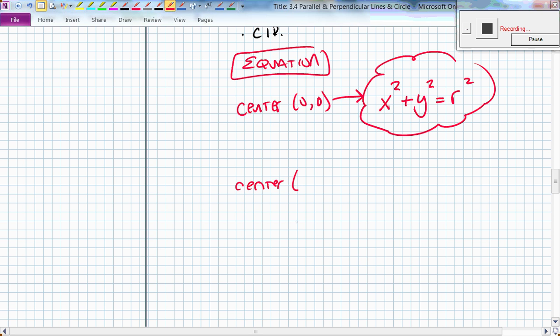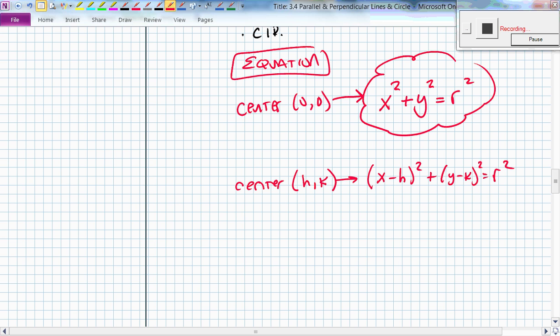Since the center doesn't change, we give it a certain location, and we call that location h comma k. The reason we don't call it x and y is because x and y are constantly changing. There are arguably an infinite number of points around a circle. So h comma k is the one point that is not going to change. That's why we call it h comma k. So now the equation looks like this: x minus h squared plus y minus k squared equals r squared.